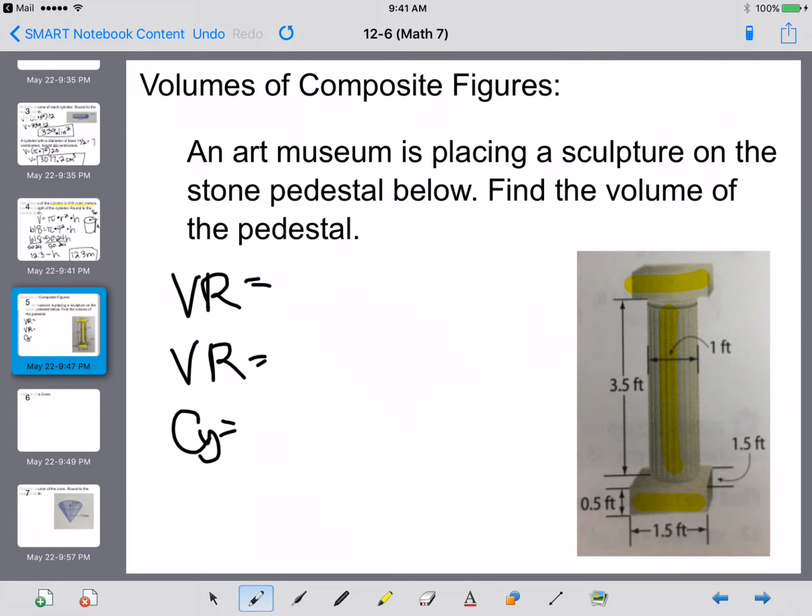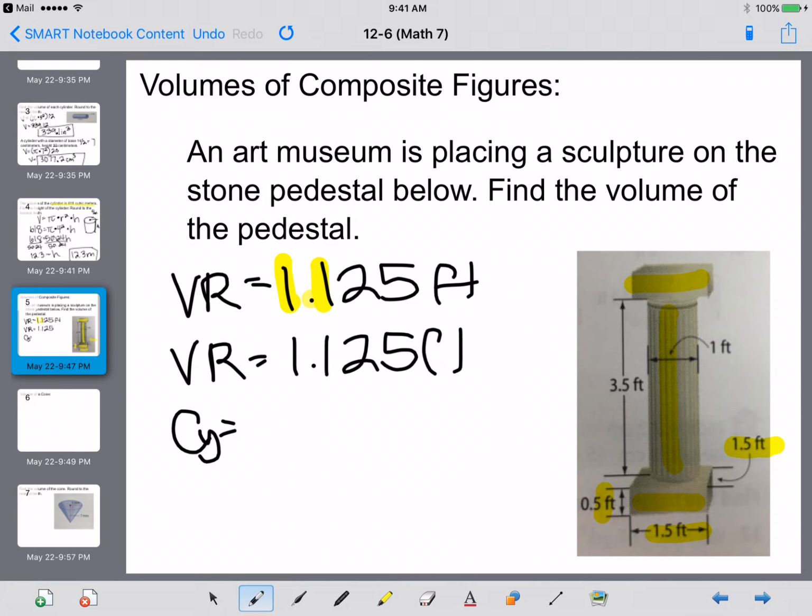Our pedestal pieces on the top and the bottom are the same. So we just take our base of 1.5 times our height of 0.5 times our width of 1.5 to get us 1.125 feet. And we're going to have that twice. And what did I forget? Cubed.